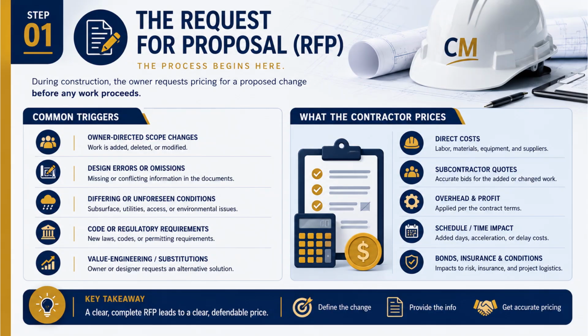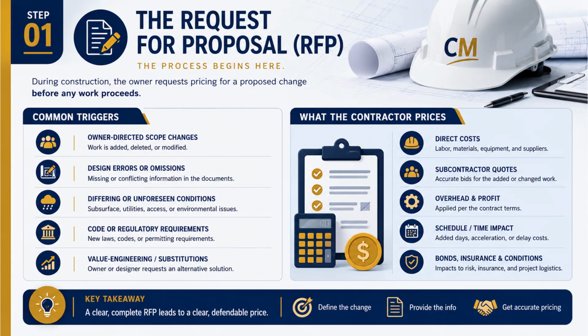Code or regulatory requirements: new laws, codes, or permitting requirements show up mid-project. And value engineering or substitutions. The owner or designer wants an alternative solution, usually to save money or time. Notice how this ties back. Differing site conditions? That's the change condition you documented in your daily report, Class 13. Design conflicts? That's the RFI you wrote, Class 14. It's all one connected system.